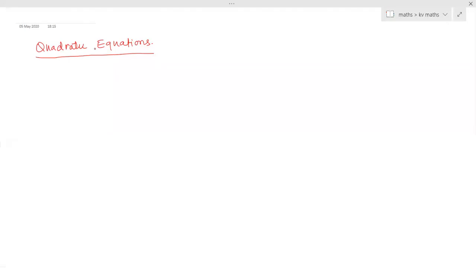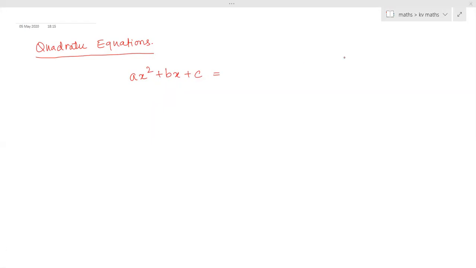Okay, so solving quadratic equations. Now, what is the difference between equations and polynomials? Are you able to hear me? Yes, ma'am. So here, ax square plus bx plus c, this we call a quadratic polynomial. So why do we call this a quadratic polynomial?